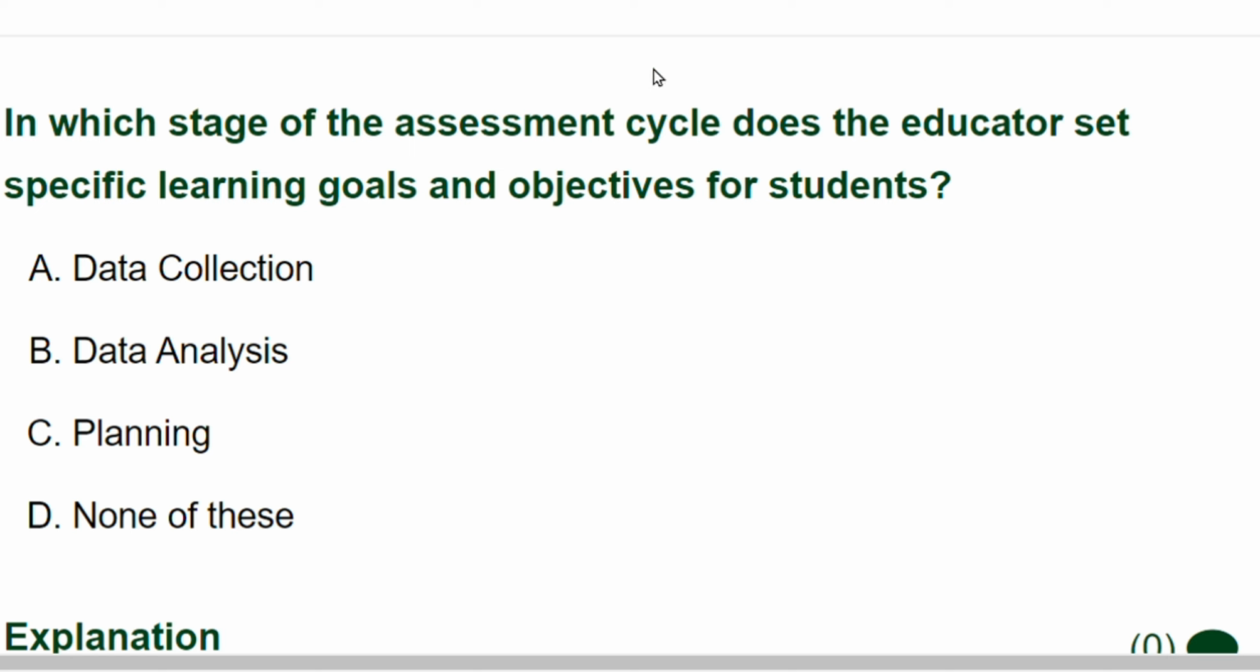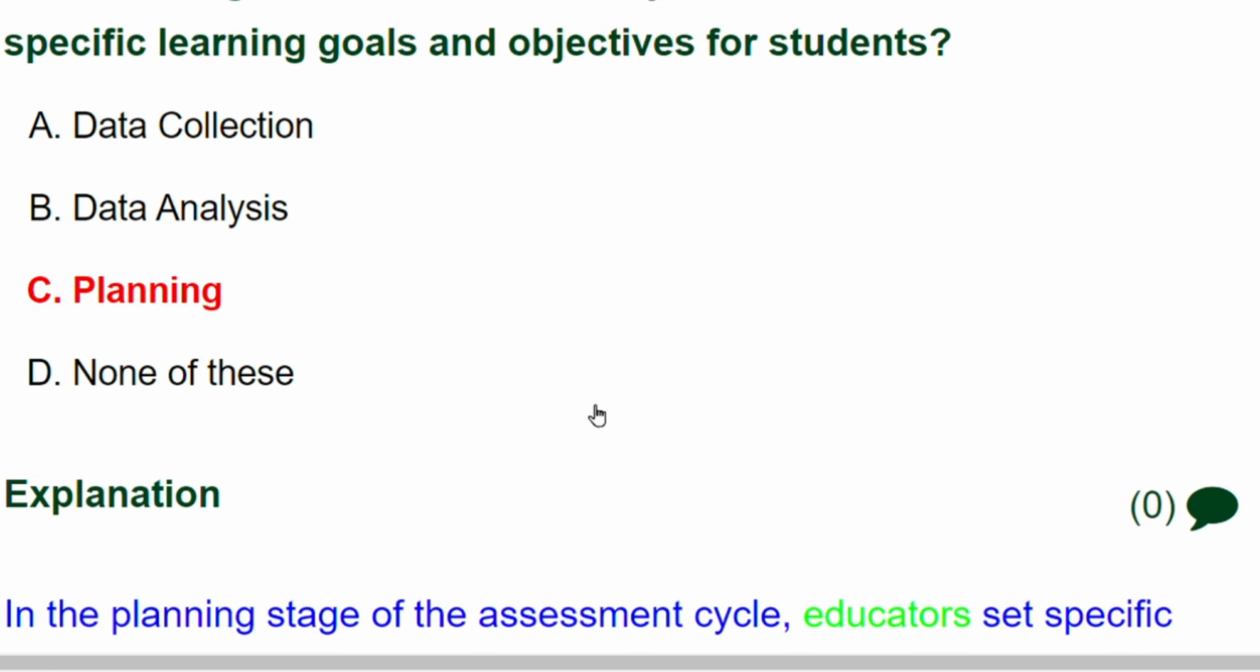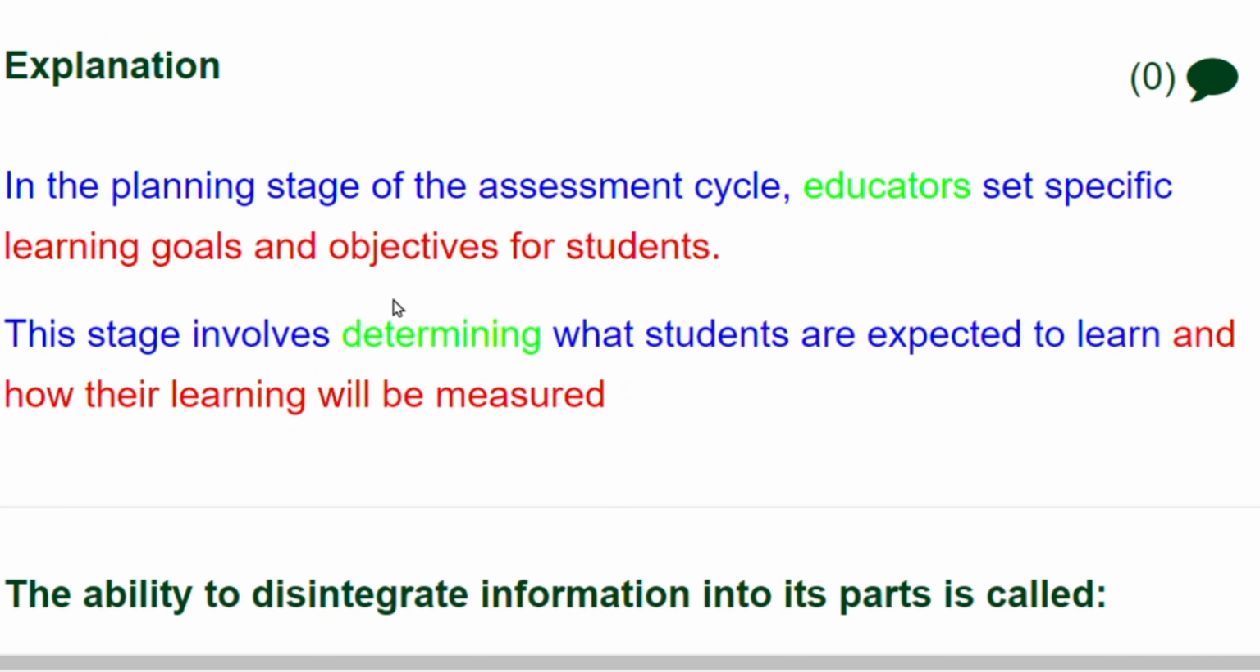In which stage of the assessment cycle does the educator set specific learning goals and objectives for students? Planning. In the planning stage of the assessment cycle, educators set specific learning goals and objectives for students. This stage involves determining what students are expected to learn and how their learning will be measured.